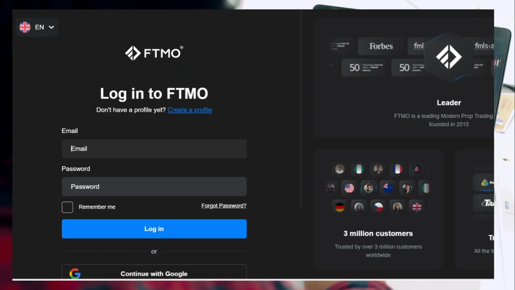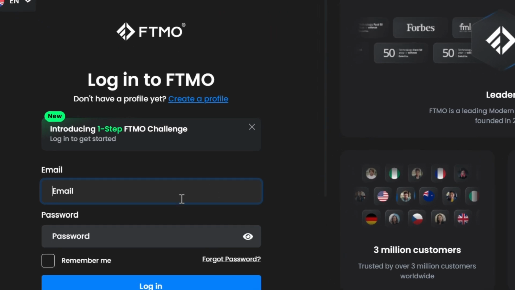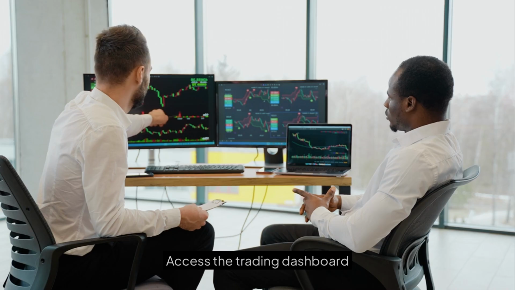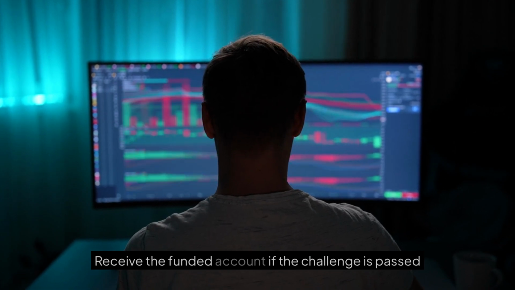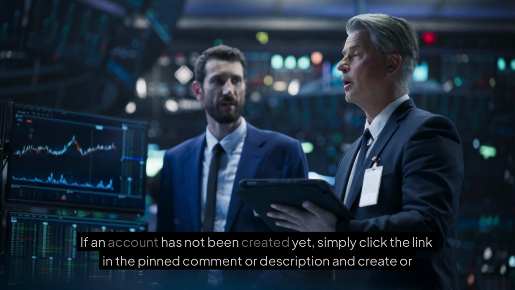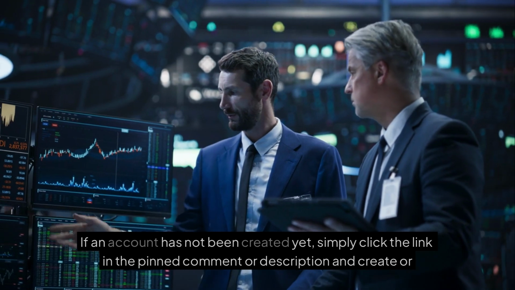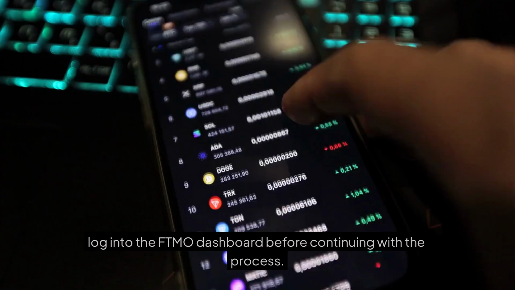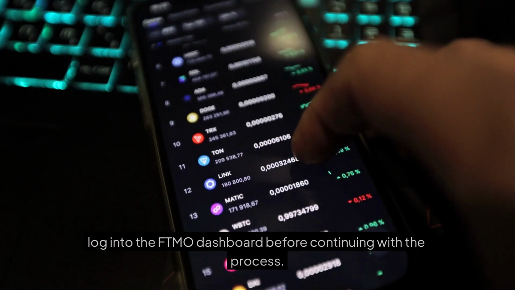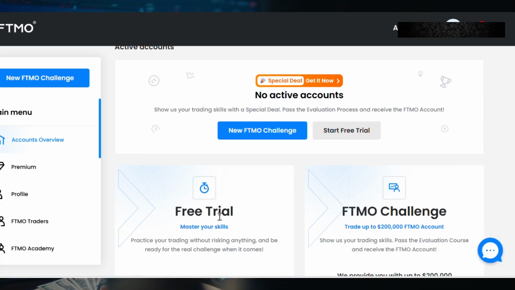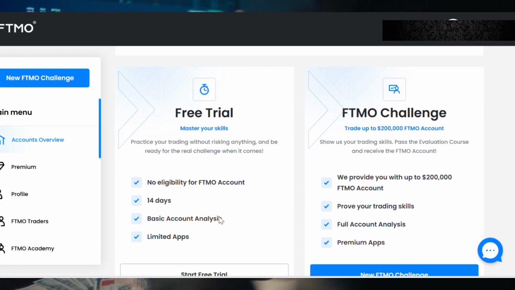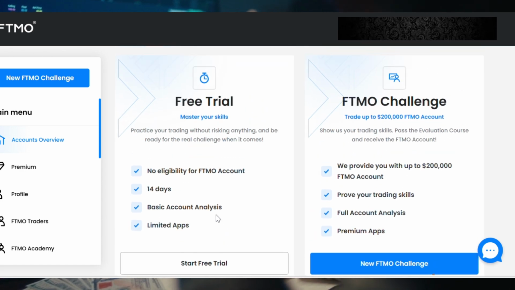Traders will need an FTMO account to purchase a challenge, track trading performance, access the trading dashboard, and receive the funded account if the challenge is passed. If an account has not been created yet, simply click the link in the pinned comment or description and create or log into the FTMO dashboard before continuing with the process. Once the account is created and logged in, the next step is choosing the challenge account.